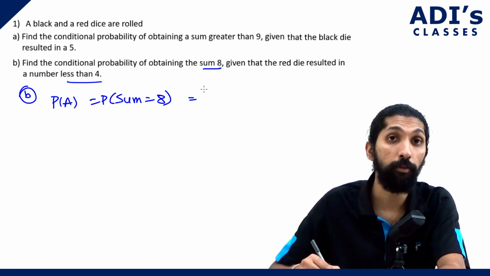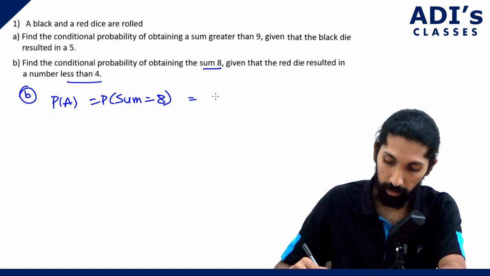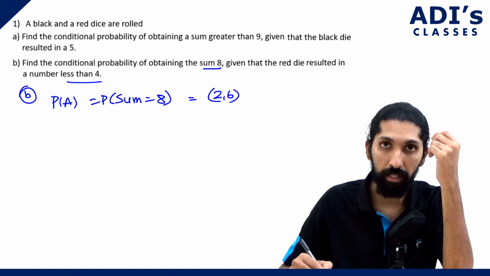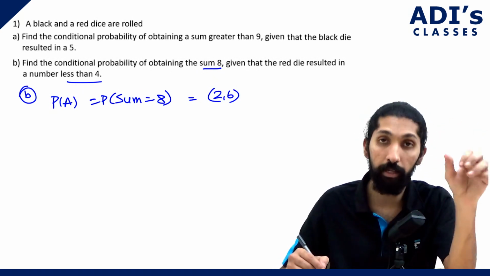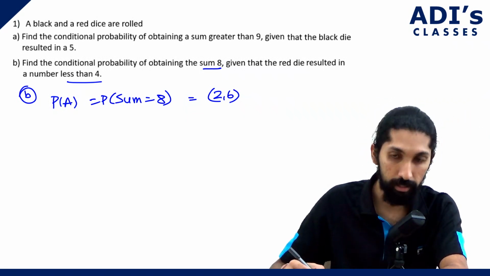Start by taking from 2. Okay, from 2. That is 2 comma 6. When you say 2 comma 6, black is 2 and then red is going to be 6, isn't it? So 2 and 6.